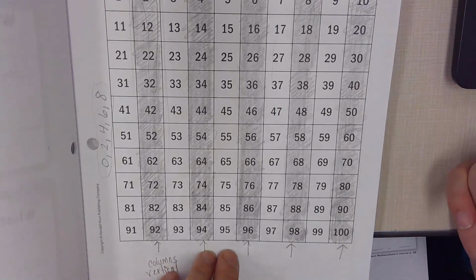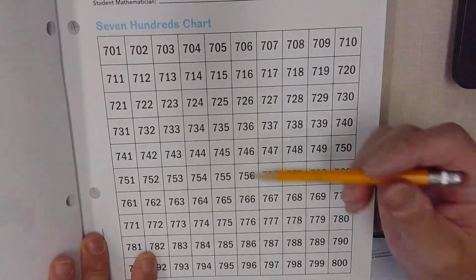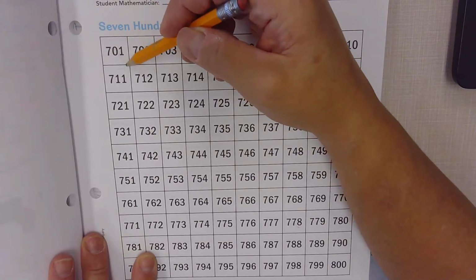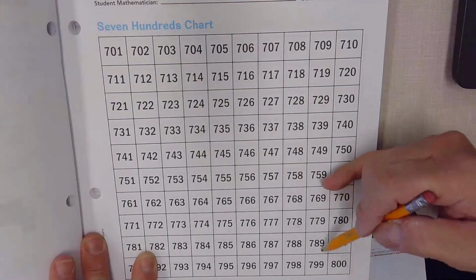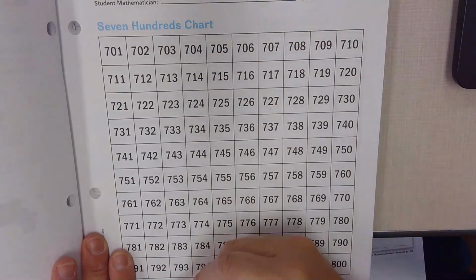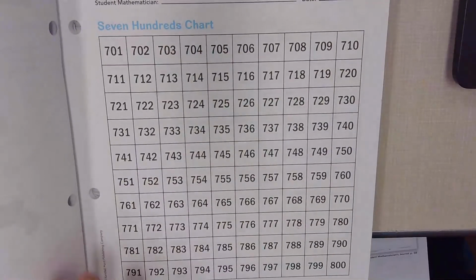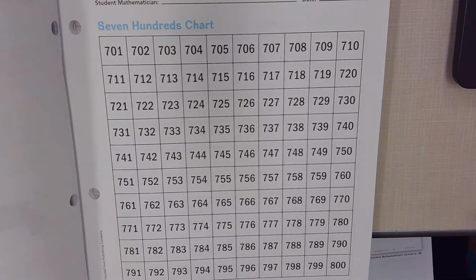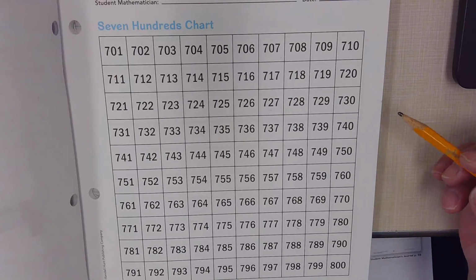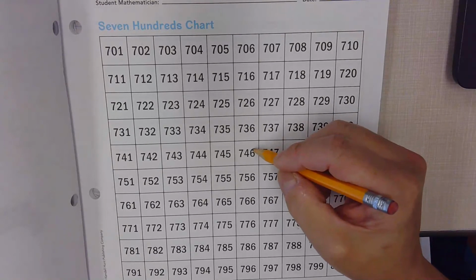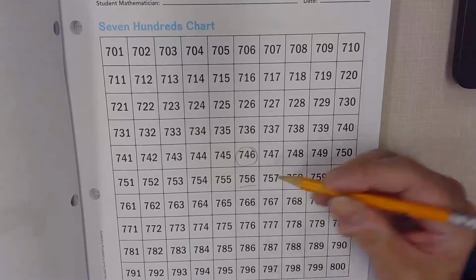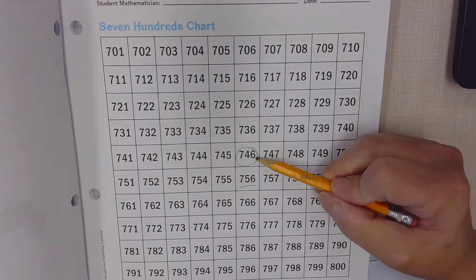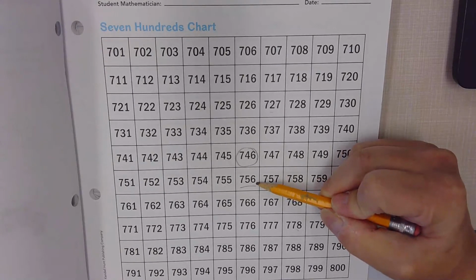Then we also talked about the 700s chart. We were looking at how it goes up by 11 diagonally. If you go backwards, it goes down by 11. This goes up by 10. These go up by 1. Those were the patterns that we noticed on that chart. You may also have noticed, for example, the number 746 is right above the number 756. So 746 is 10 less than 756.